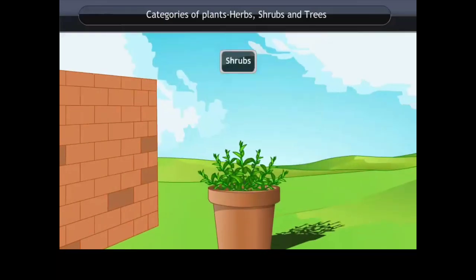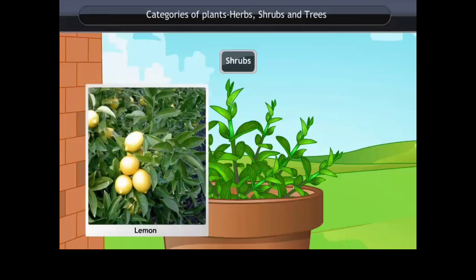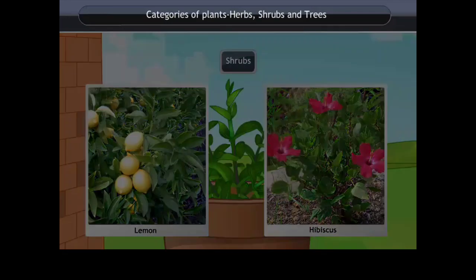Shrubs have hard stems that are not thick. They have the stem branching near the base. For example, lemon and hibiscus.